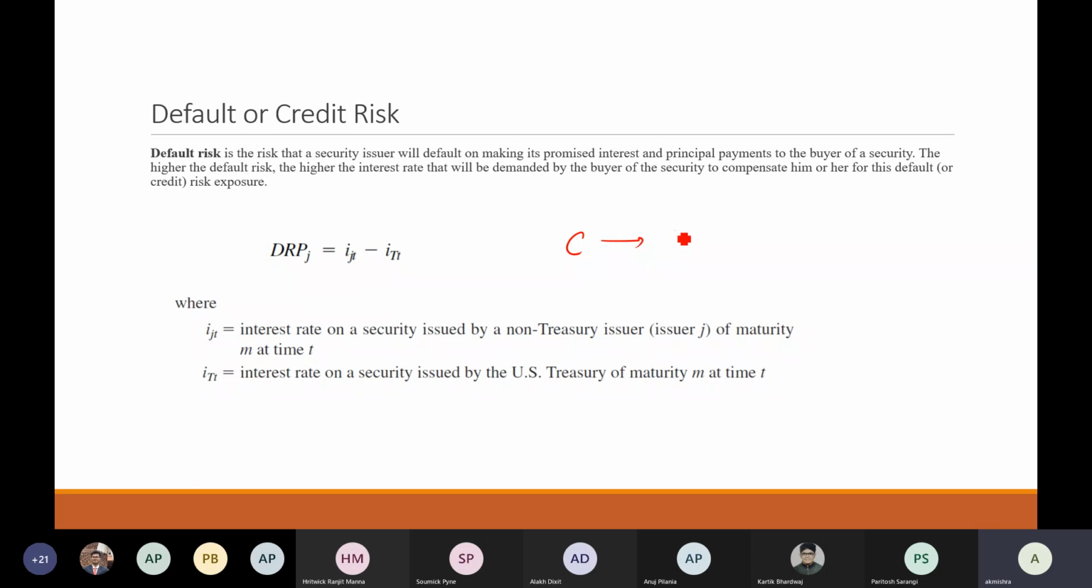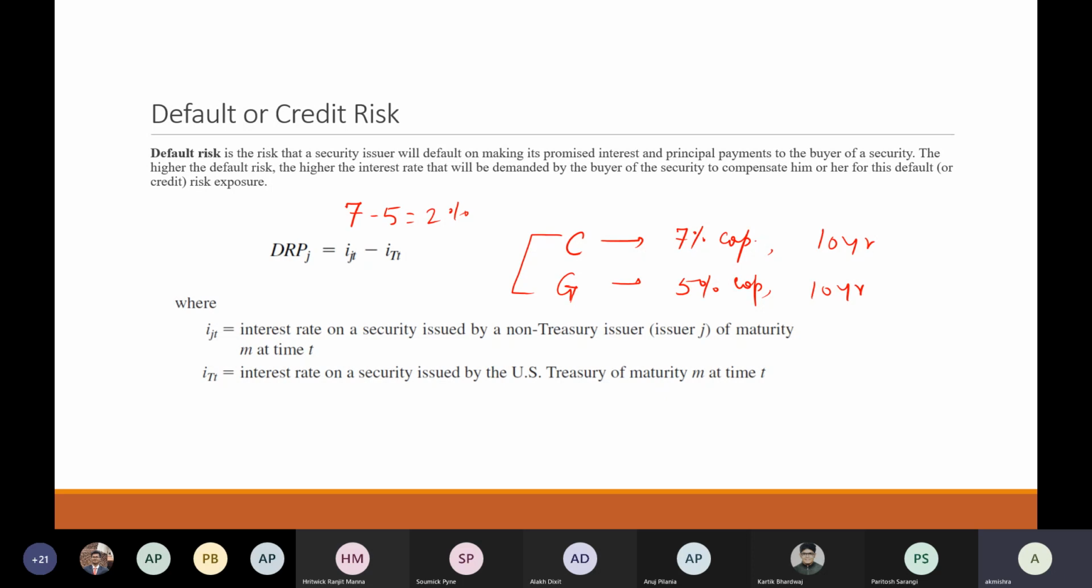So what I am saying is, let's say this company has issued a 10-year debt instrument, offering a 7% coupon rate, and other conditions are the same. So the maturity is 10 years. In the same way, the government has also issued a 10-year bond offering a 5% coupon. So when we want to calculate the default risk premium, it would be 7 minus 5.